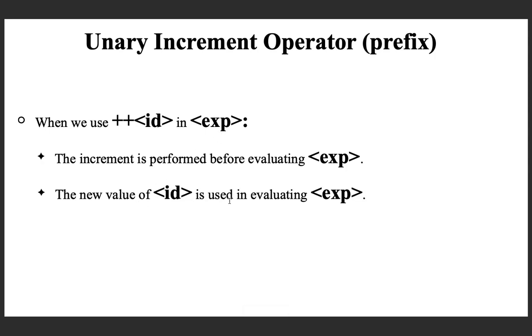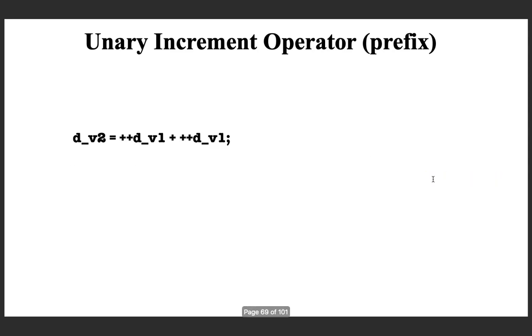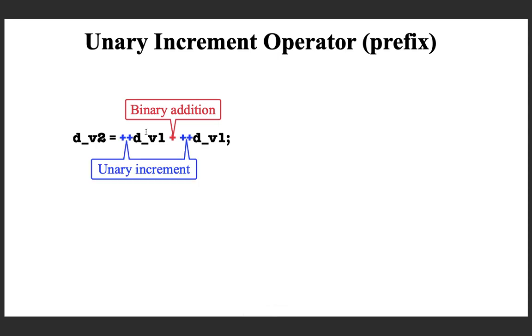The new value of id is used to evaluate the expression. That's what the prefix is doing. But here again, it's compiler dependent. We can see a very similar example. The only difference is that here prefix increment is used. You have a binary addition operator and two unary increment operators.